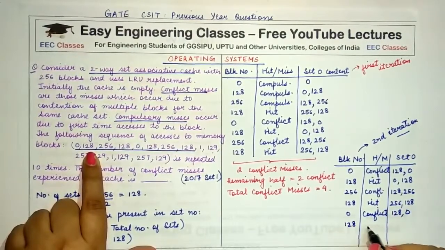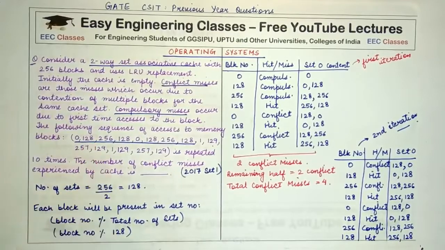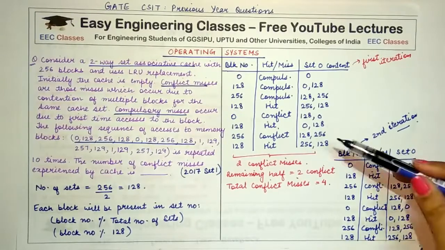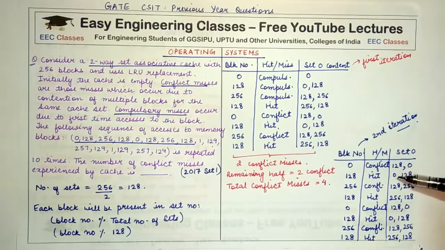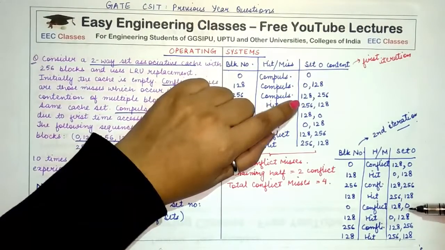After this 128, 128 is a hit, but the order changes. 256, conflict. Alright, it becomes like this. And the last one is 128. 128 is again a hit, and the order changes. Now if you notice carefully, the way in which the order or the values in set 0 are changing are almost the same as in the previous iteration. See, apart from the first entry: 0, 128, 128, 256, 256, 128, 128, 0.